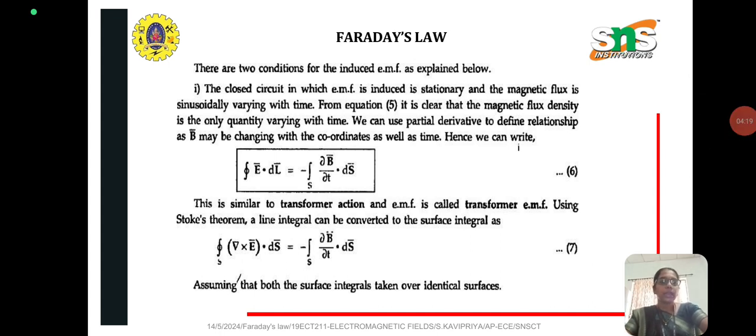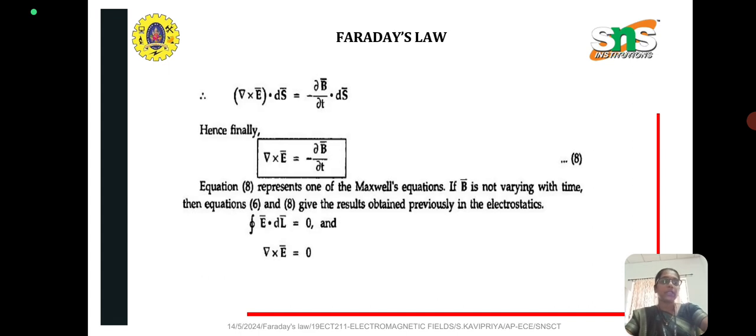Using Stokes theorem, we can convert this E dot dl line integral to a surface integral. So the integral over the closed surface of del cross E vector is equal to minus the integral over the surface of ∂B vector by ∂t dot dS vector. So we can equate the surface integral: del cross E is equal to minus ∂B by ∂t. So this represents one of the Maxwell equations.